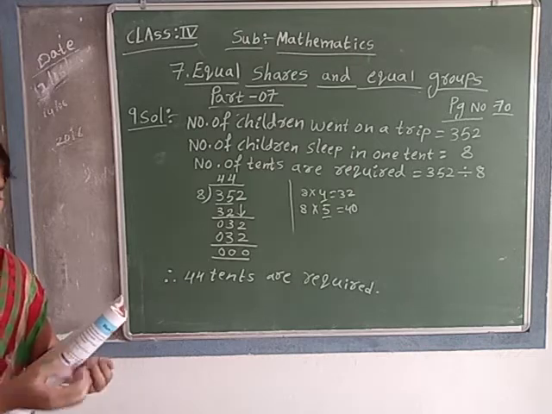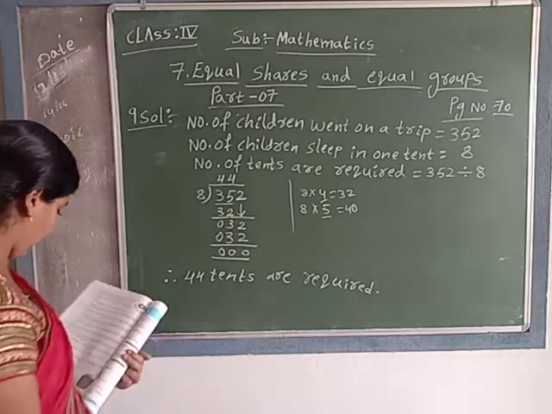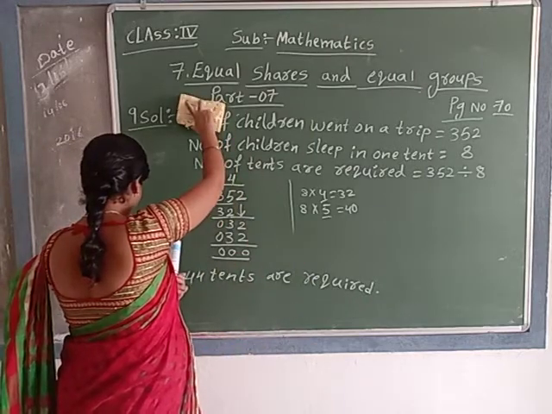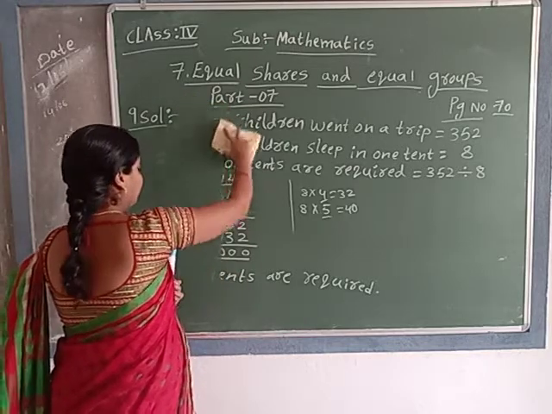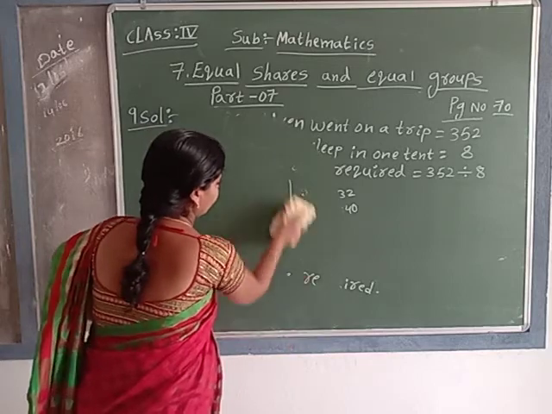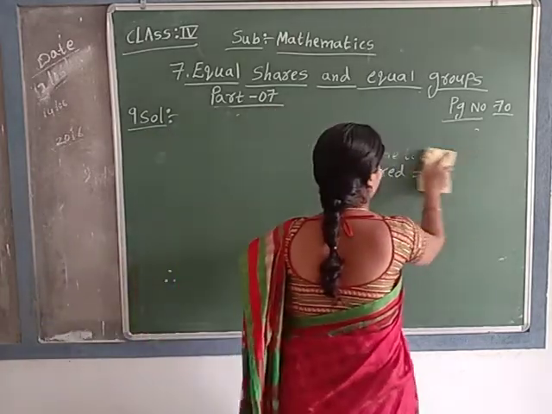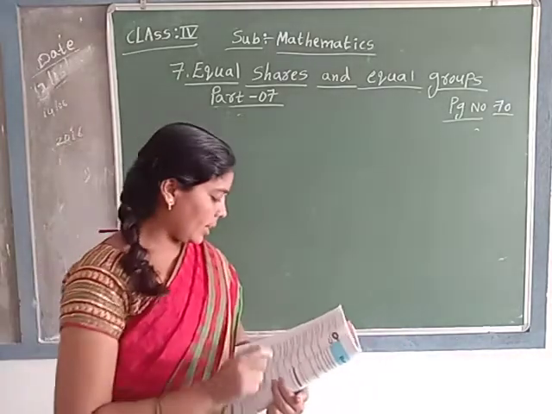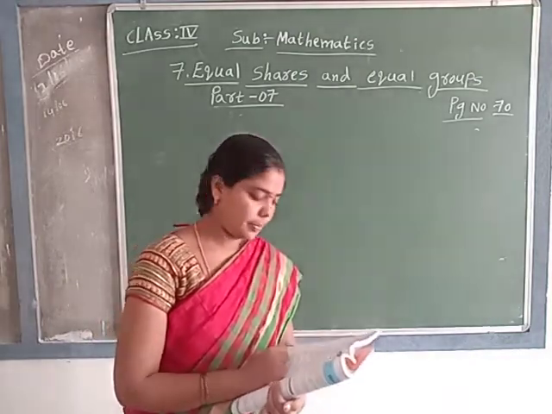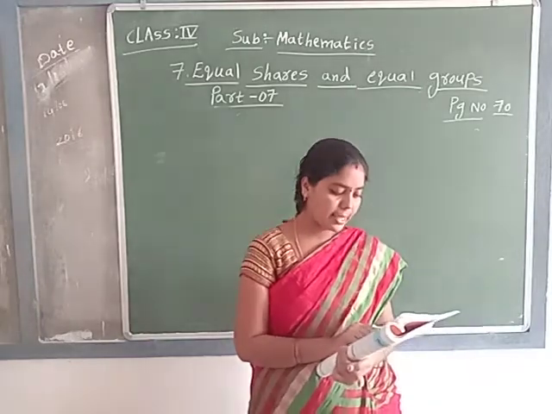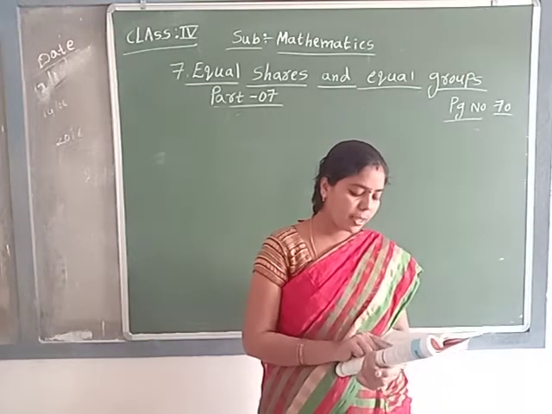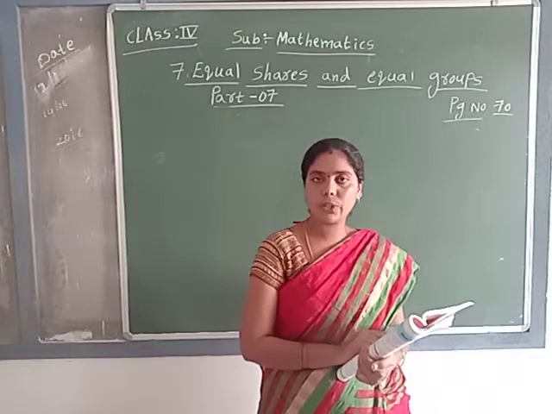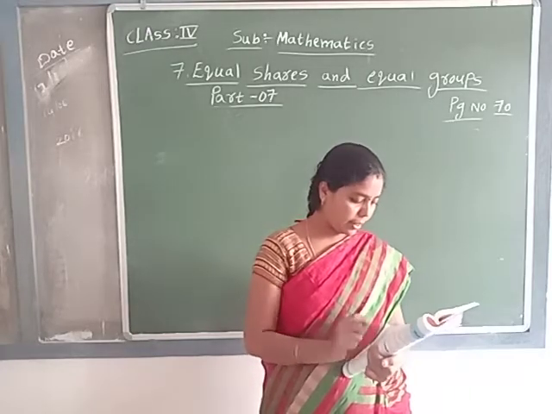Next, 11th one. Sorry, 10th. Let's see. The tenth one is homework. The weight of 7 bells is 350 kgs. If all bells weigh the same, then what is the weight of each bell? The 10th one is homework. You do it, okay? Now write the 11th one.